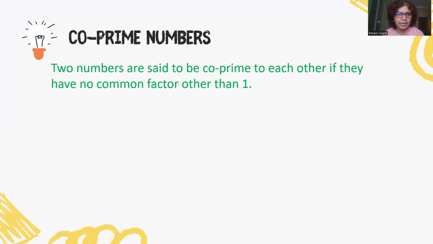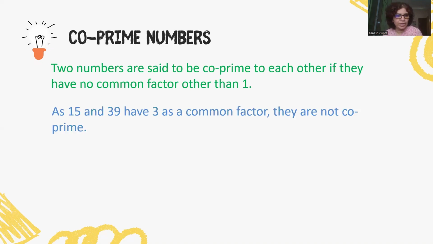Two numbers are said to be co-prime to each other if they have no common factor other than 1. So they may be prime or not prime, doesn't matter. What matters is that there should not be any common factor between them other than 1, because 1 is a factor of every number. So other than 1, any other number cannot be a factor of these numbers.